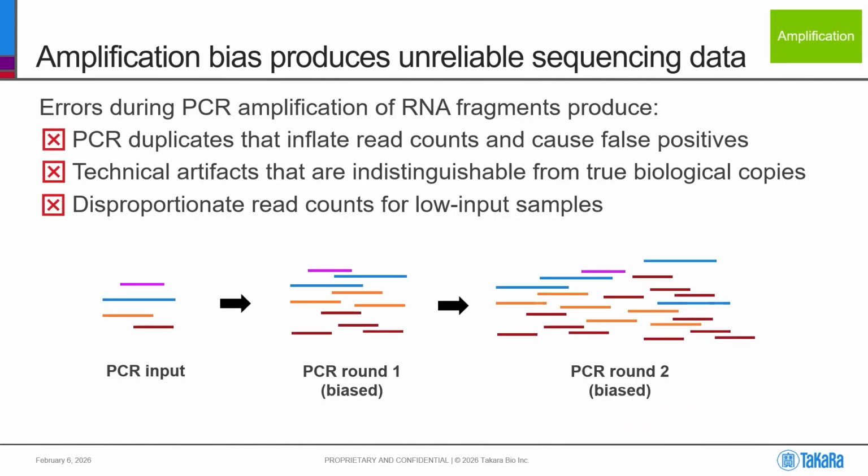Another thing to consider is amplification bias, which is a major source of error in sequencing data. During PCR, the same RNA fragments can be copied over and over again, creating duplicate reads that make some genes look more abundant than they really are. Because these duplicates are impossible to tell apart from real biological molecules, they can lead to false positives, especially in low input or low complexity samples. PCR amplification can distort the data, making results look more confident than they actually are.